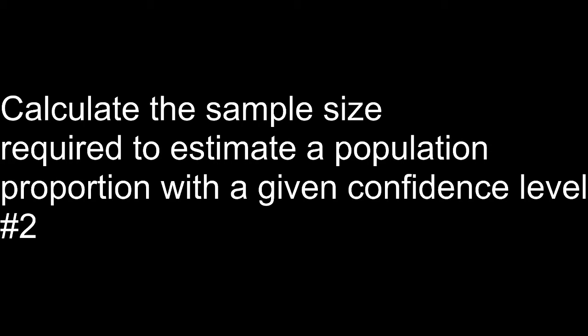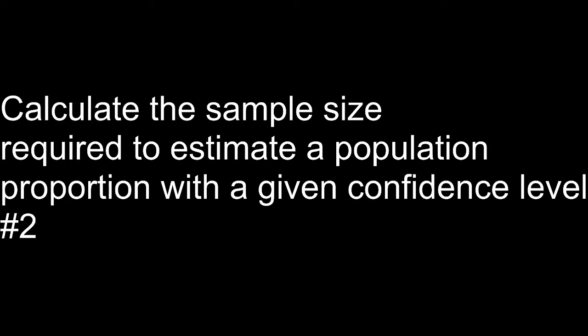This video is on the objective, calculate the sample size required to estimate a population proportion with a given confidence level. This is number 2, a second video on a question related to this objective from your Newton Alta homework. So if you've already seen the number 1 video on this, you know what's happening. How to calculate the minimum sample size I need to guarantee that a certain confidence interval is going to be within a certain margin of error of the actual population proportion.